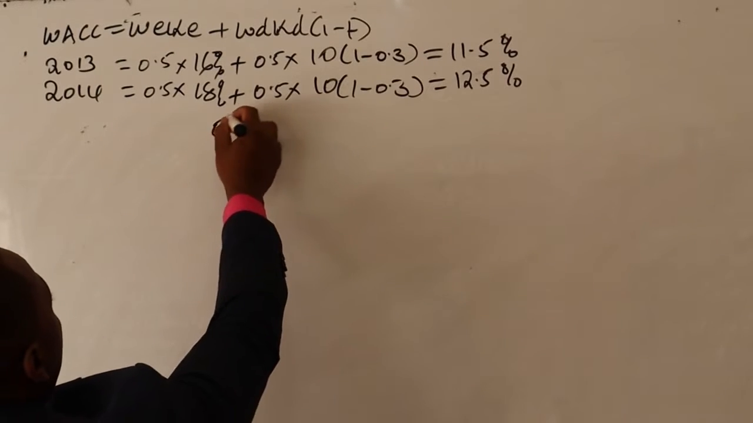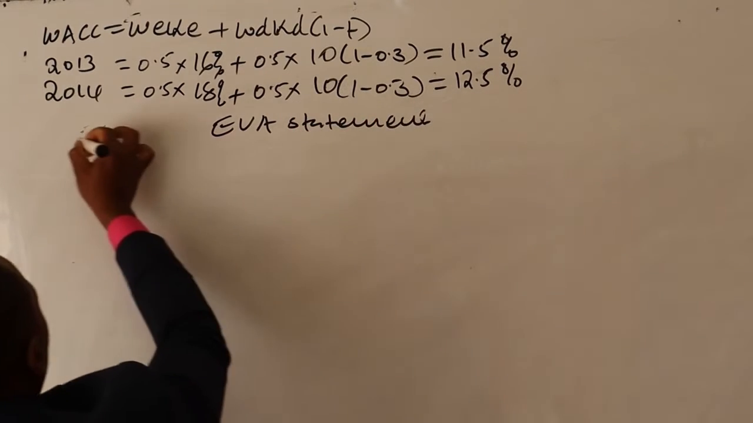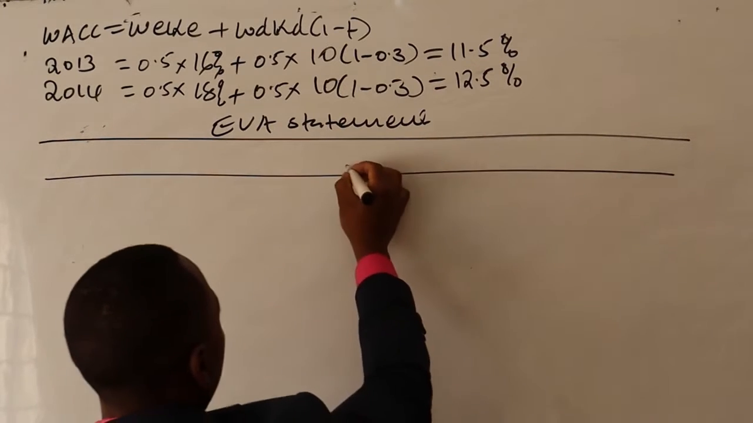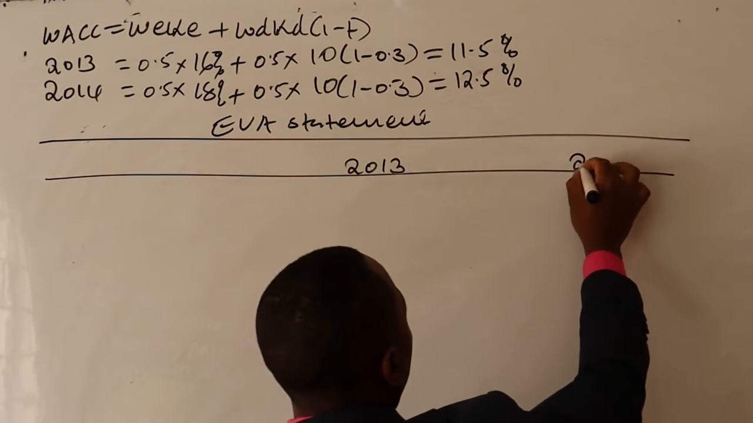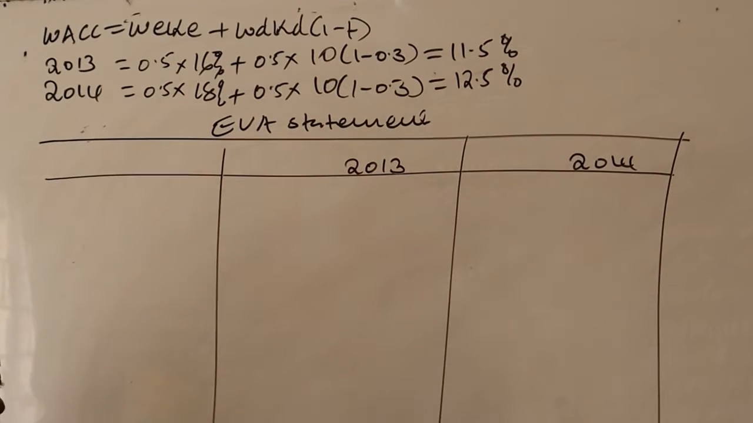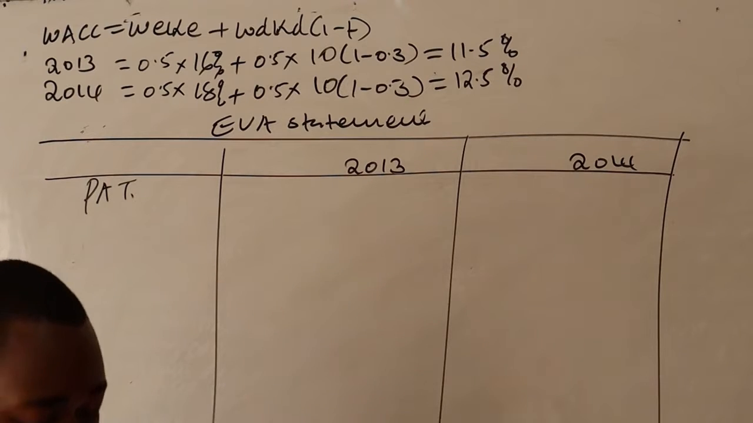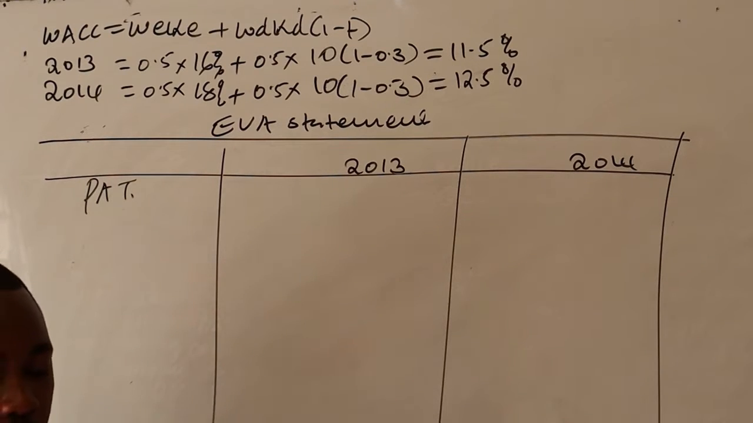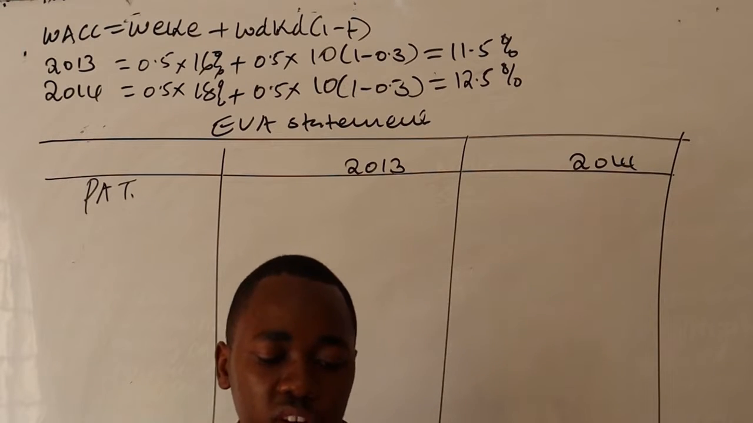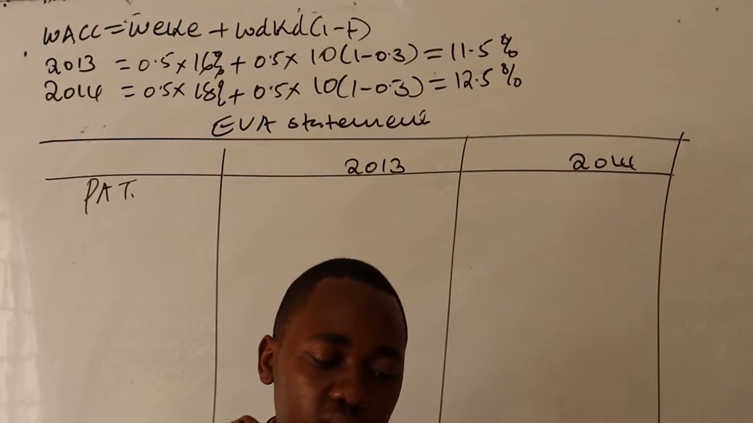So let's present our EVA statement. And we have 2 years. We have year 2013 and we have year 2014. So let's start with the profit after tax. We want to determine the net operating profit after tax. So let's go to the income statement. Under the income statement, we have the revenue, profit before tax, income tax, profit for the period. That's what we want, profit for the period after tax.